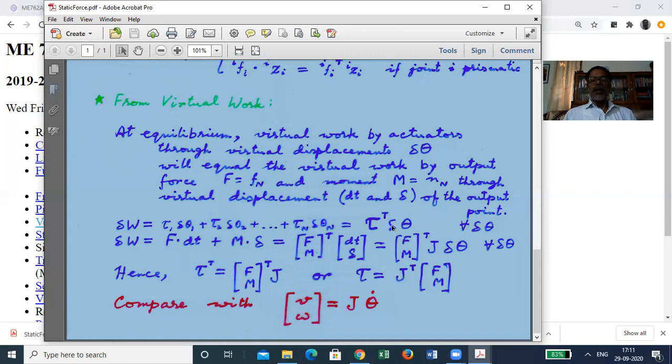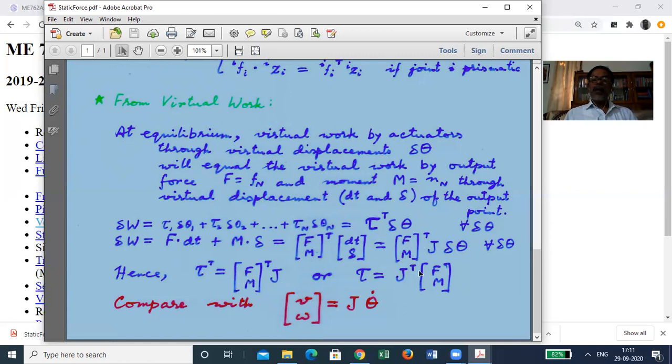So this and this are equal, and if it is equal for only some delta theta, then it means nothing, no big deal. But if these two have to be equal for every delta theta vector, that will mean that this tau transpose and this Fm transpose J have to be equal. Tau transpose and Fm transpose J have to be equal. Now take transpose on both sides and you get tau equal to J transpose Fm.